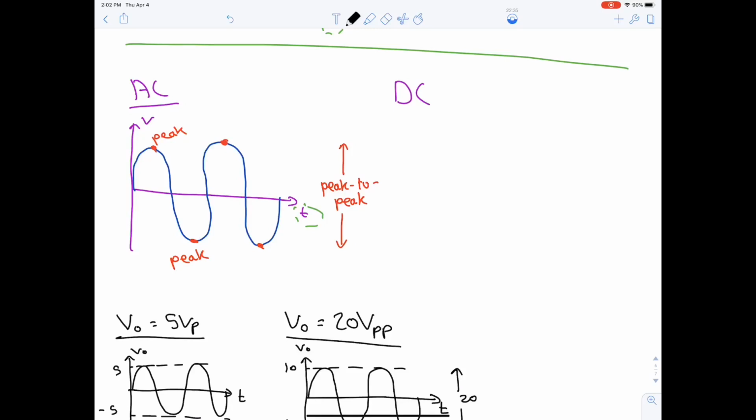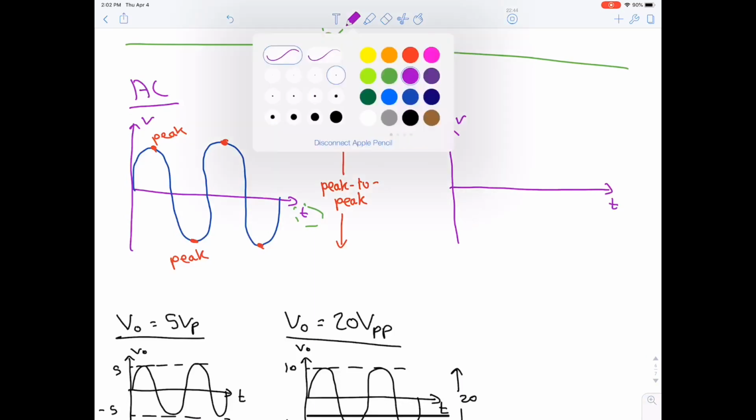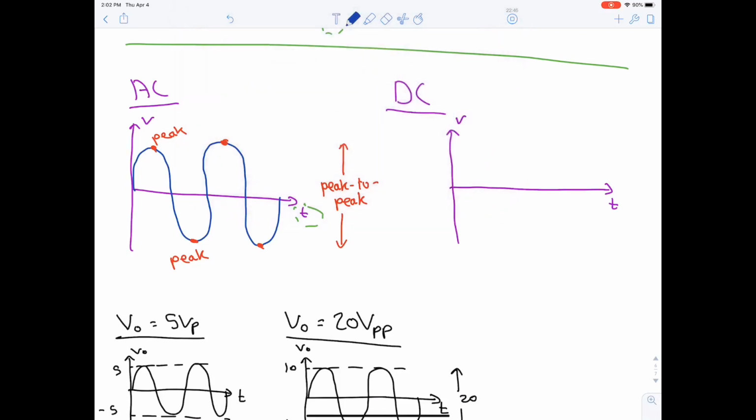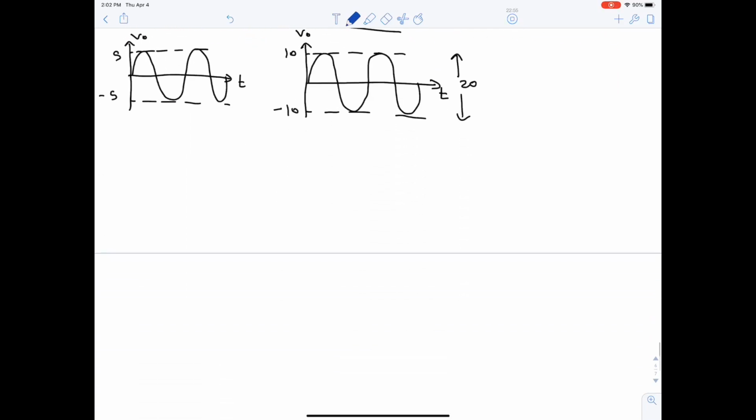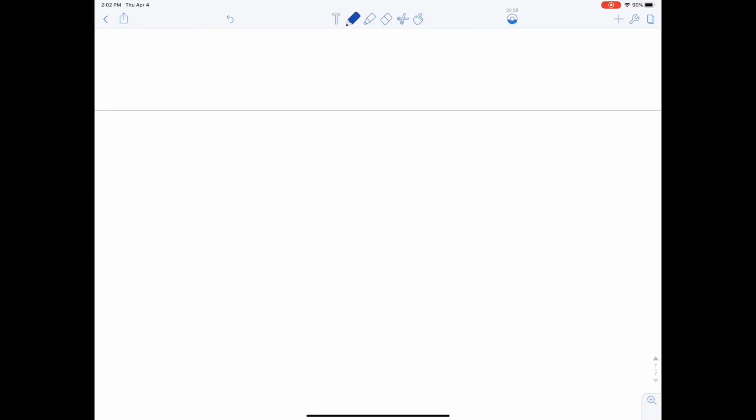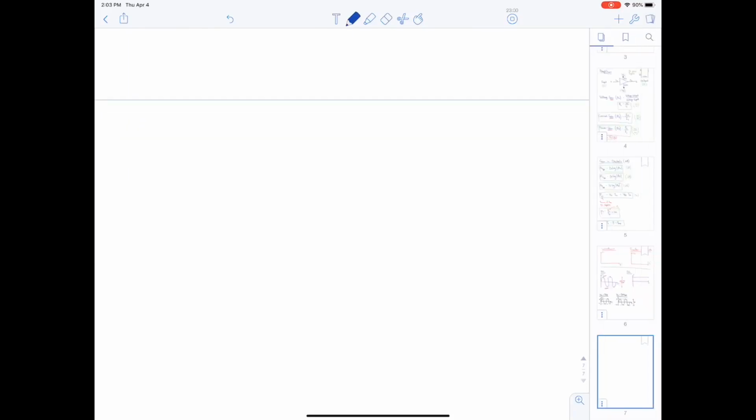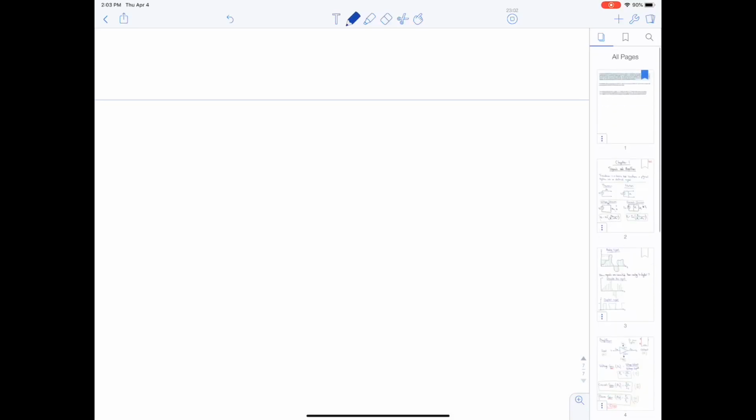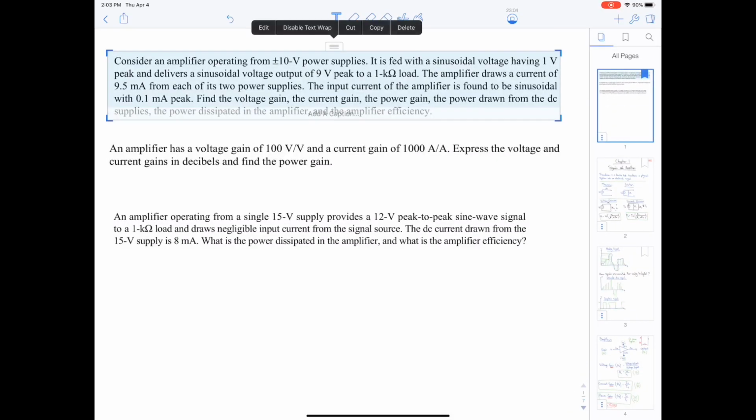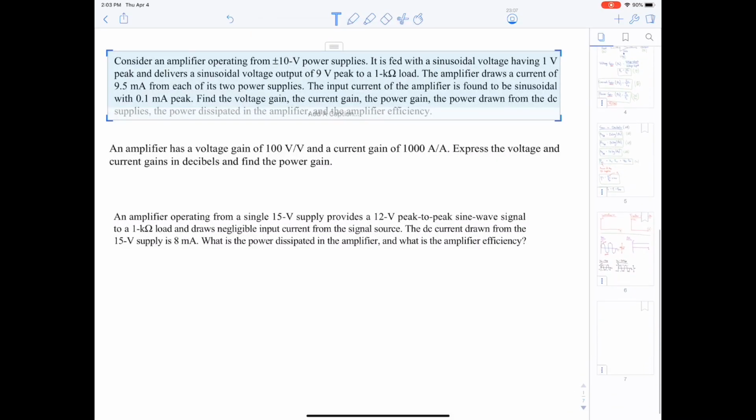Okay, let's go back to the DC. For the DC signal, it's constant. The voltage has to be constant. It's direct current. Okay. This is the waveform, by the way. I told you this. Moving on, let's take an example of the amplifier.